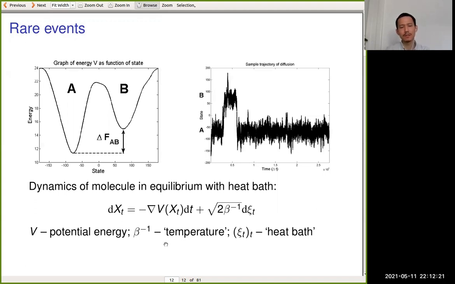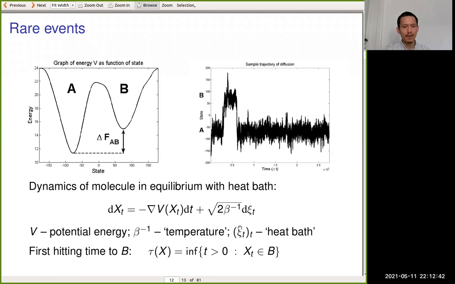Okay, and beta inverse is a temperature. So beta is actually the inverse temperature. Okay, so this is the conceptual idea of what we're looking at. We're looking at stochastic dynamical systems defined by an SDE and a gradient of a potential. And in particular, our diffusion matrix is particularly simple. It's proportional to the identity.